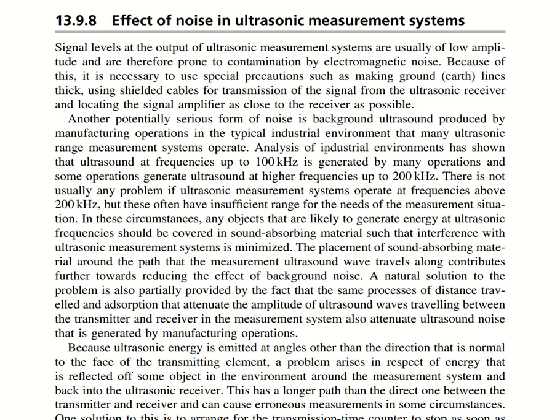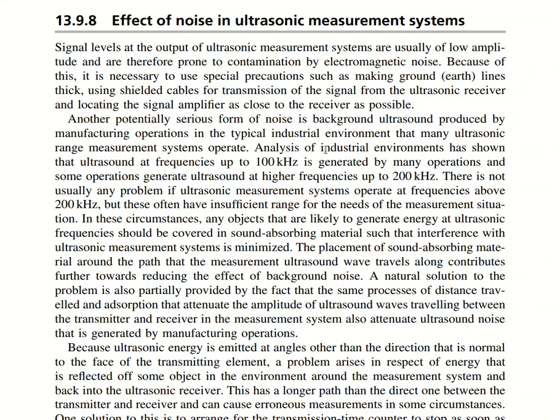The signal levels at the output of an ultrasonic measurement system are usually of low amplitude, and because of that they are prone to contamination by electromagnetic noise, and that makes it necessary to use special precautions like making the ground lines thick, using shielded cables for transmission of the signal from the ultrasonic receiver, and locating the signal amplifier as close to the receiver as possible.